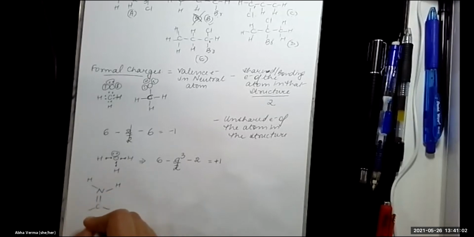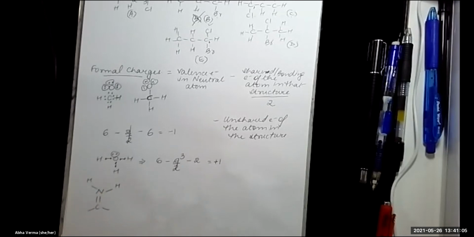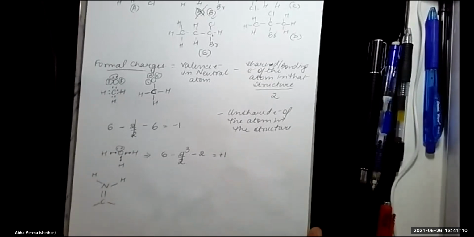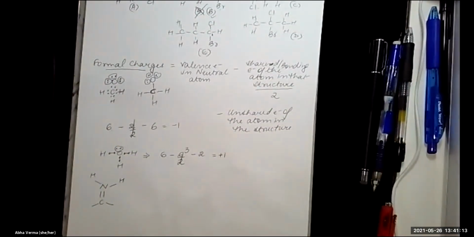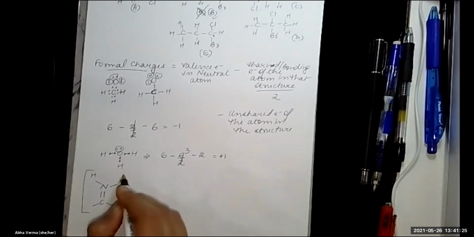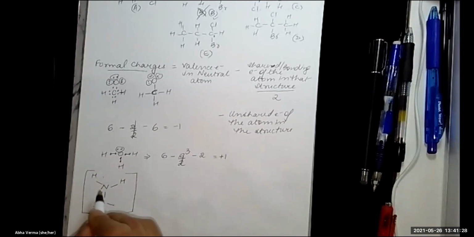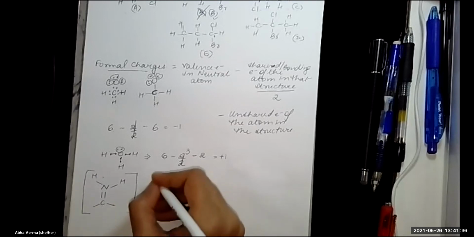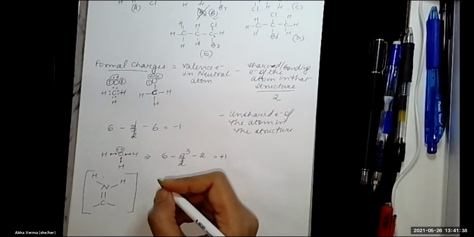I want you to tell me what is the formal charge on nitrogen. Can you all see my structure? Formal charge, not valence electrons. Here in this structure? In this nitrogen, on this structure, what is the formal charge on nitrogen? 1. Okay. Can you help me solve for it?